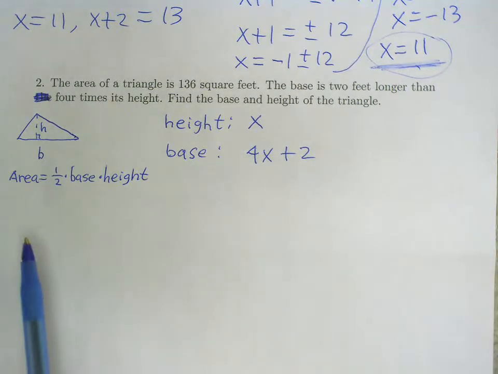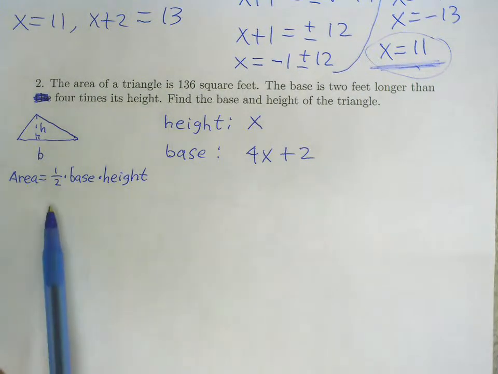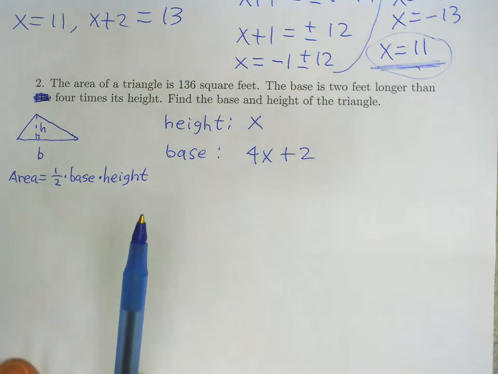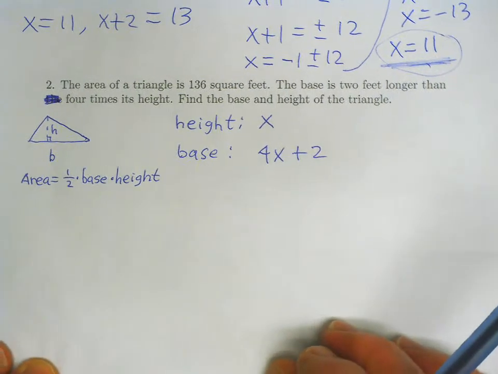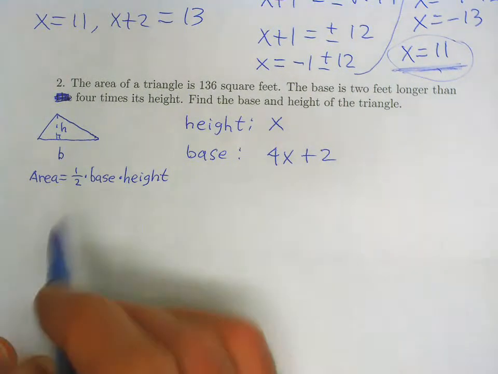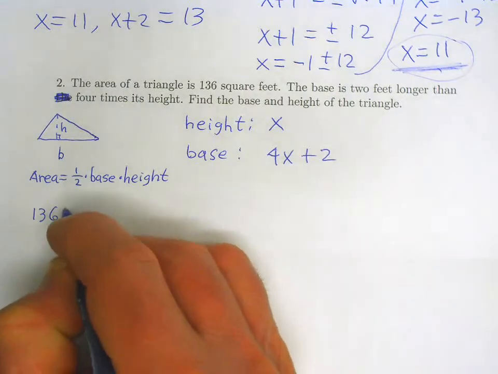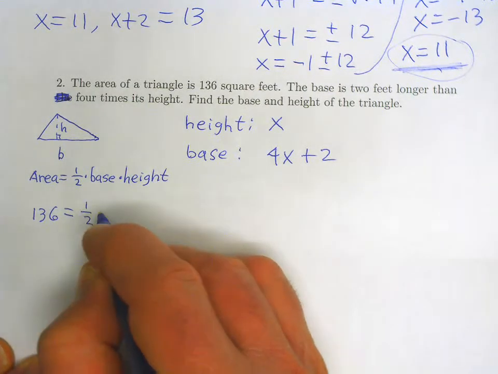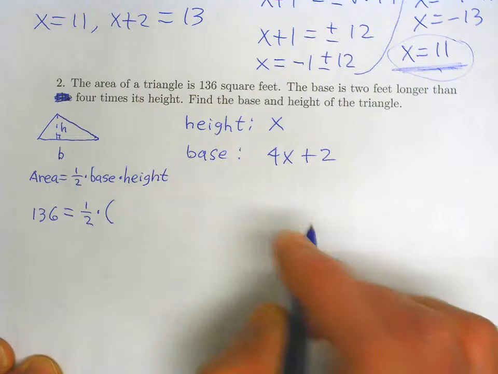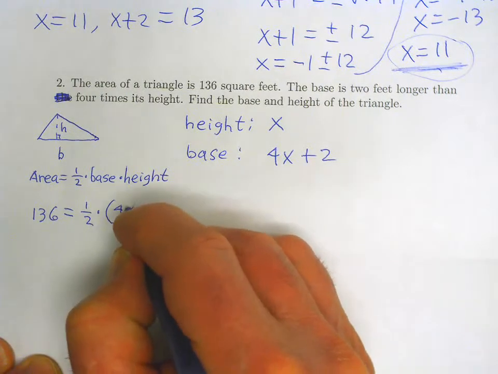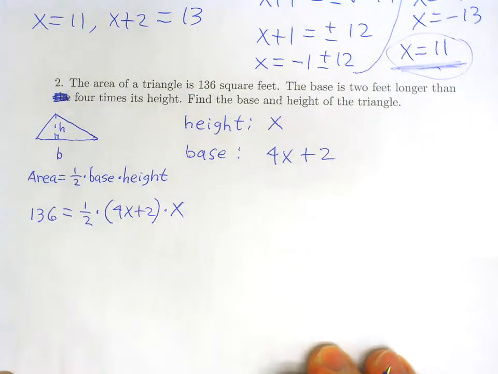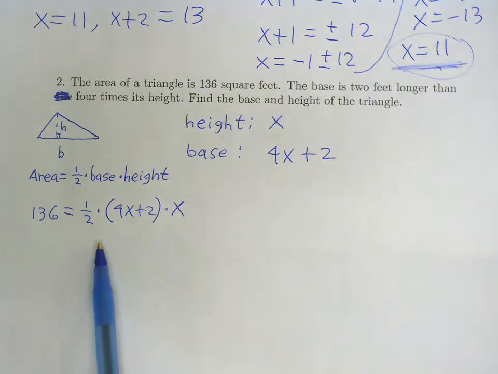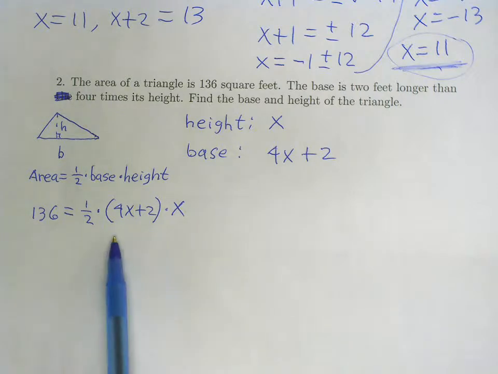Okay, then we use the area of a triangle formula. We're given the area is 136 square feet. So we replace the area in this formula with 136. And that's equal to 1/2 times the base, 4x plus 2, times the height. This equation is just a quadratic equation. It's obviously not in standard form, but we'll get it into standard form.